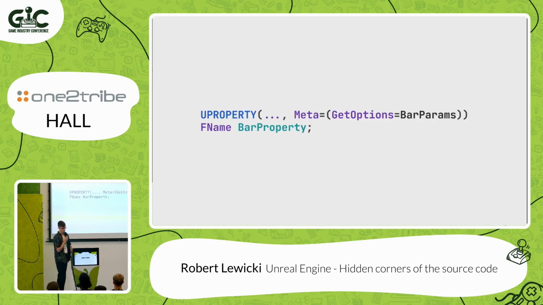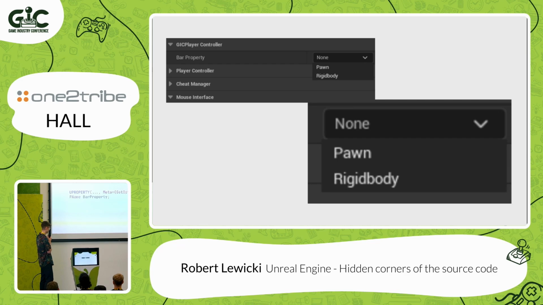And this, of course, doesn't only work for functions and their parameters. It also works for properties. The same way, you just have a UPROPERTY, then you do the meta GetOptions, you define the function that returns the array of names you want to use for it. And then this is the result in the UPROPERTIES.